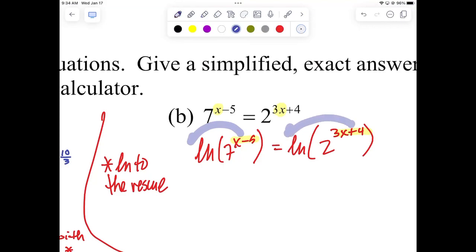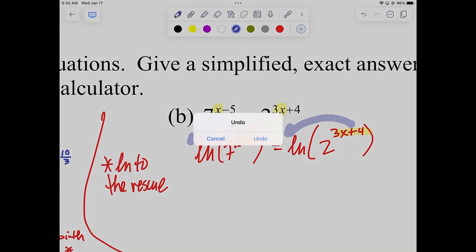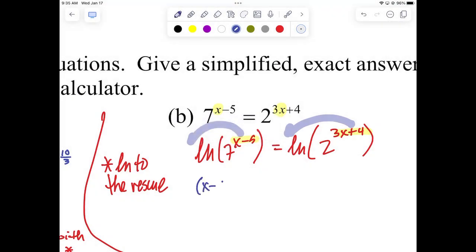I'm just going to pretend I meant to do that with the highlighter. Now, because I'm bringing binomials, 2-term dudes, out front, I need to make sure they're in parentheses. Otherwise, it's not going to be the entire thing. It's just going to be the 5 with the natural log of 7. And over here, the same thing, (3x plus 4) in parentheses times the natural log of 2.